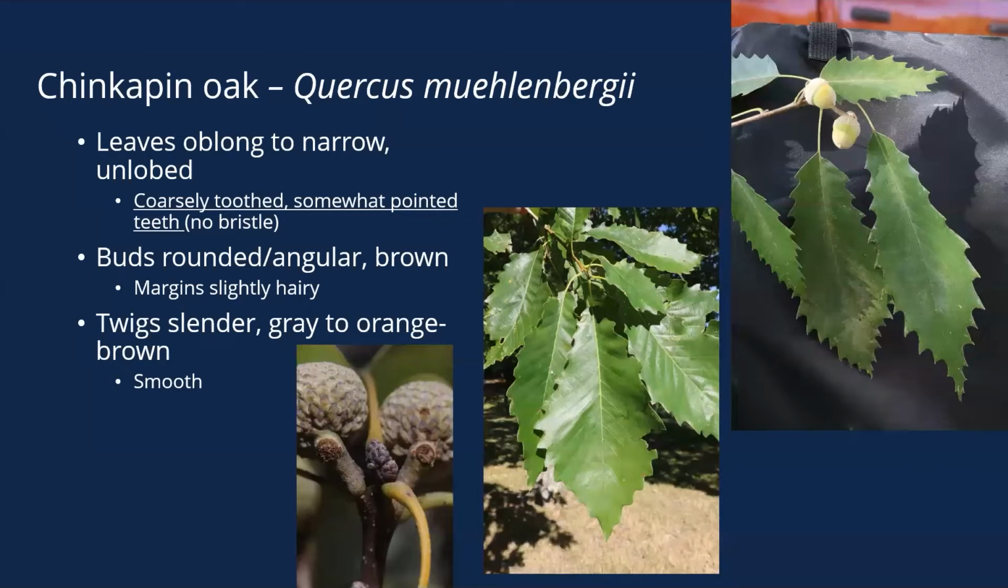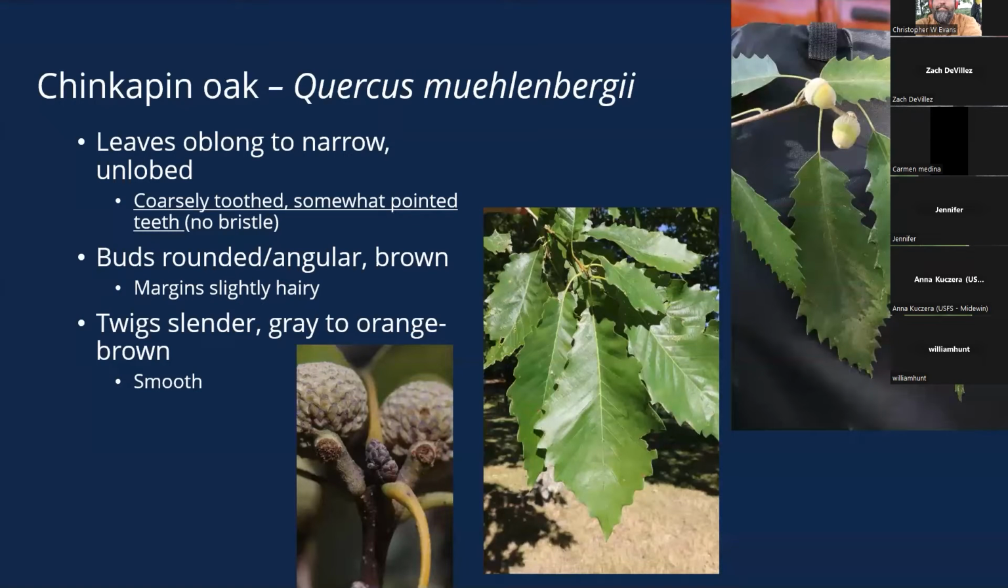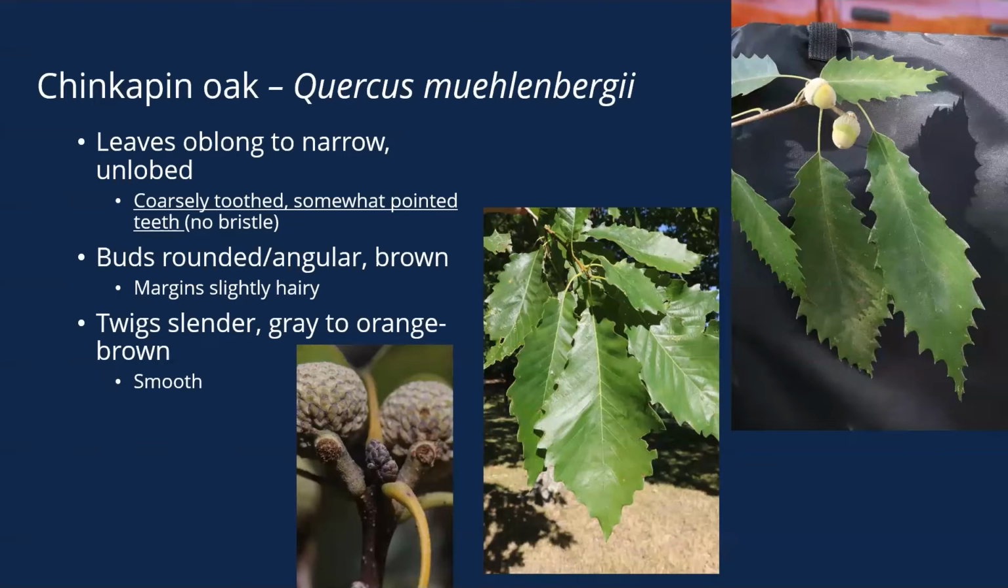So chinkapin leaves are usually oblong to narrow. They are unlobed with teeth on them. And these teeth can sometimes be almost pointed looking and almost sharp, and then sometimes rounded. There's a lot of variation in size and overall look of chinkapin oaks. Sometimes they can be really broad and widened, like the picture in the middle, and sometimes they can be really narrow, like the picture on the right. So there's a lot of variation here. They're coarsely toothed, sometimes pointed teeth, but you're not going to have a bristle at the end of that tooth.